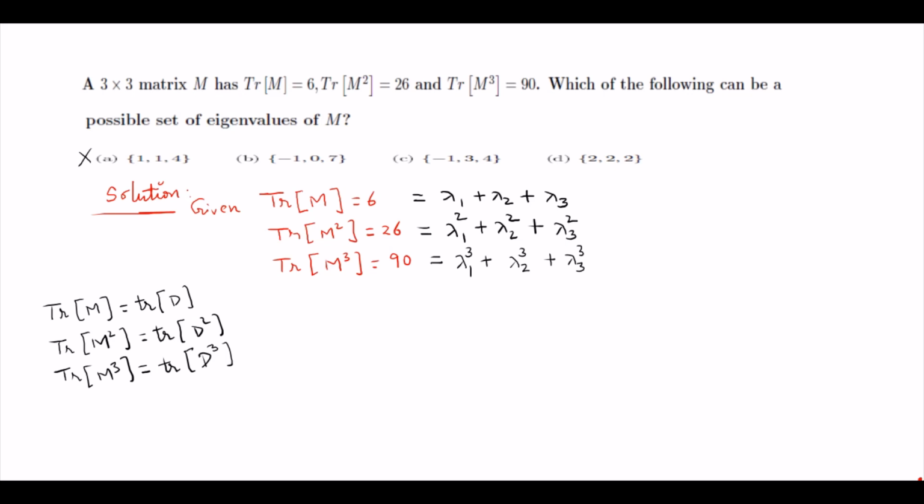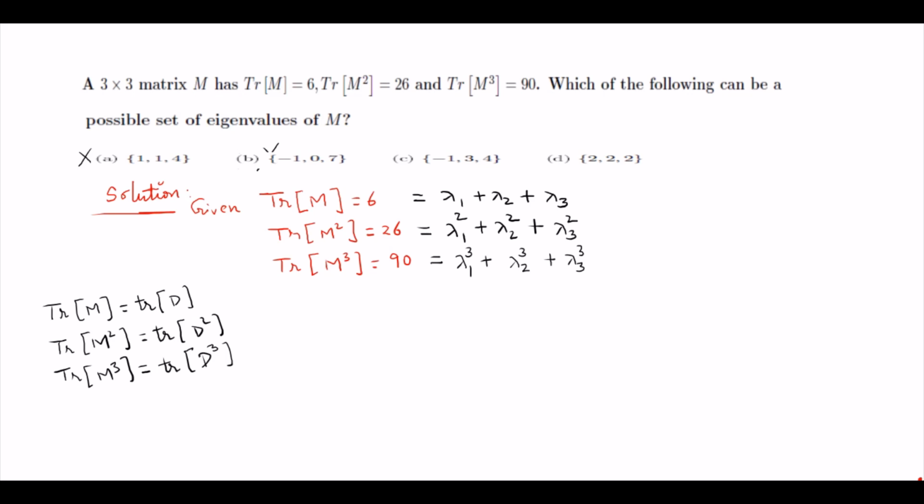So if you take answer B, if you put -1, 0, 7, the first one is satisfied. -1 square is 1, 0, 7 square is 49. Totally you will get 50. But you should get 26. Therefore, this is wrong.